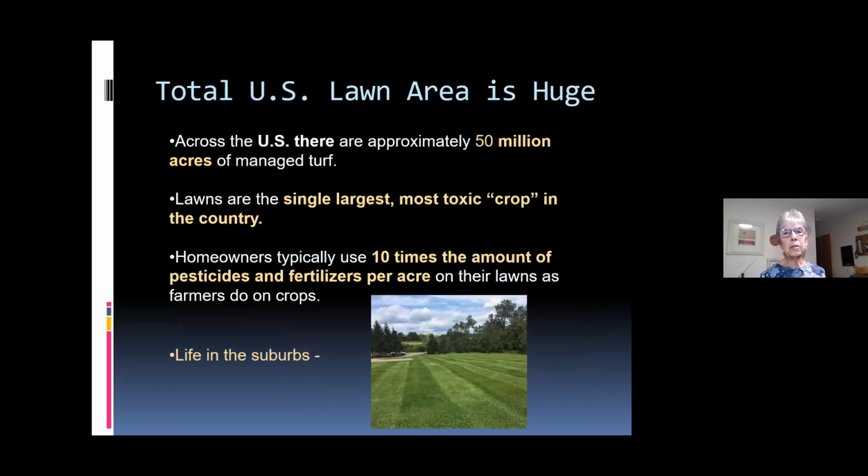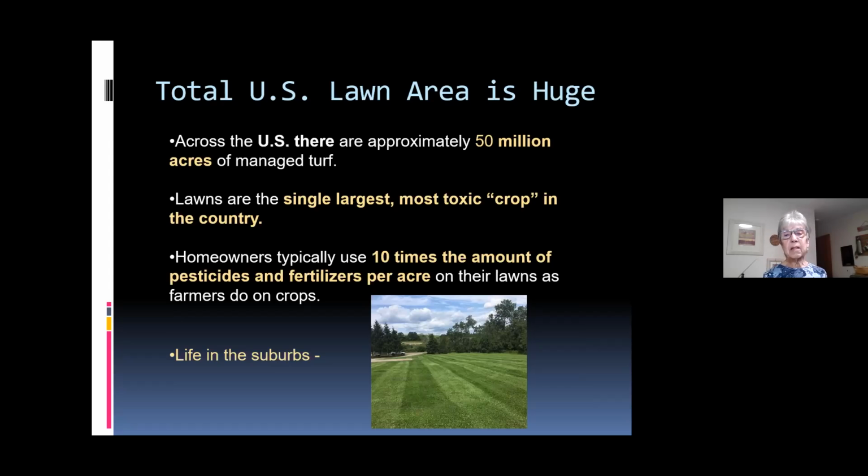And it's huge. Across the United States, 50 million acres of managed turf. And lawns are the single largest, most toxic crop in the country. And if you think of it, it is a crop. We plant it, we water it, we fertilize it, we grow it, we cut it. We're kind of enslaved to it, actually. And homeowners typically use 10 times the amount of pesticides and fertilizers per acre as do farmers on their crops. And there's some reasons for that, but part of it is marketing.